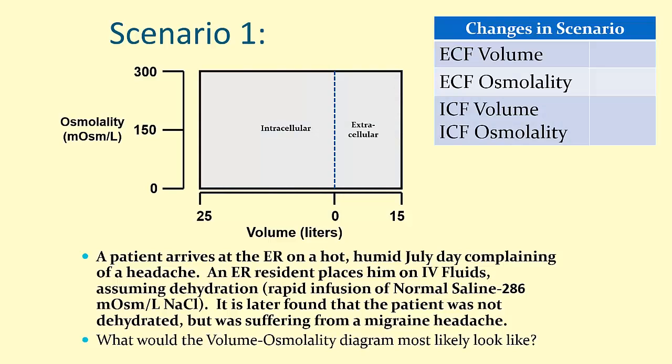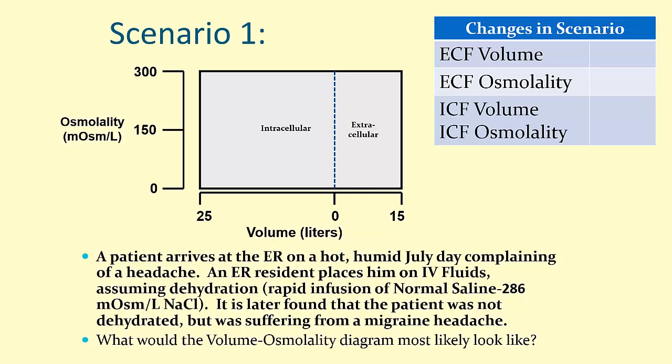You are treating patient 1 in the ER with the chief complaint being a severe headache. This is a hot, humid day in July, and the patient has been working outside mowing his lawn. Assuming dehydration, the patient is infused with normal saline. However, it is later determined that the patient is suffering from a migraine headache and is not dehydrated. The information is provided for us that this IV solution is approximately isotonic at 286 milliosmoles per liter.